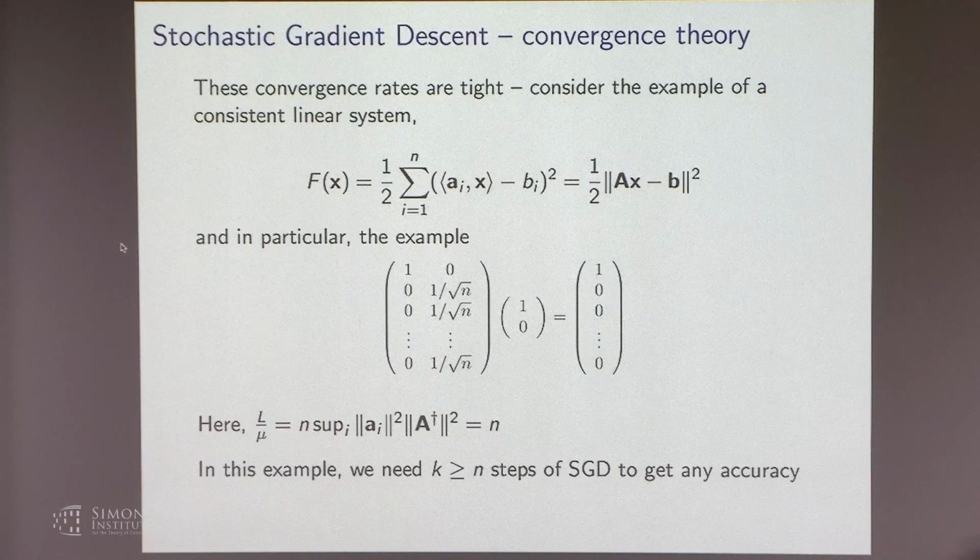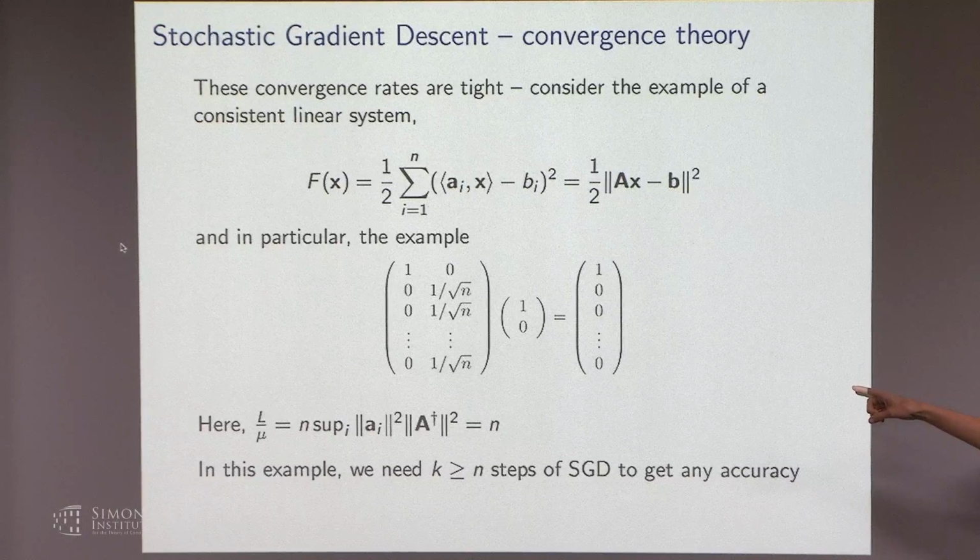And so as I alluded to, we can concoct simple examples to show that the convergence rates are tight, that we can't hope to do something better in certain situations. So for example, let's go back to solving a system of linear equations. Suppose that our matrix A is just this very overdetermined matrix where its first row is 1, 0, and all the other rows are 0 and then 1 over square root of n, where n is the number of rows. And we want to find the vector 1, 0.